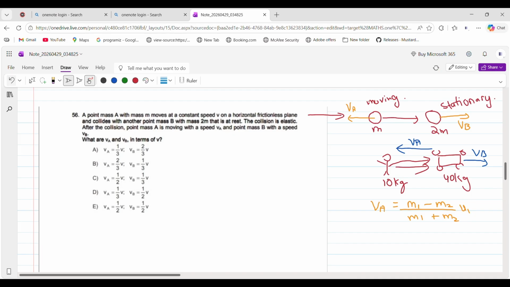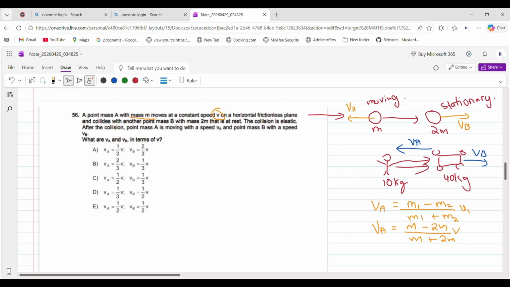Now I hope this is clear. Let's substitute the values. VA is equal to, now see, the mass of the first body is M, so M minus M2 is M minus 2M, upon M1 plus M2, which is M plus 2M. Now the velocity of the initial body was V, because a point mass M moves at a constant velocity V, so its initial velocity was V, so we have just written V here.